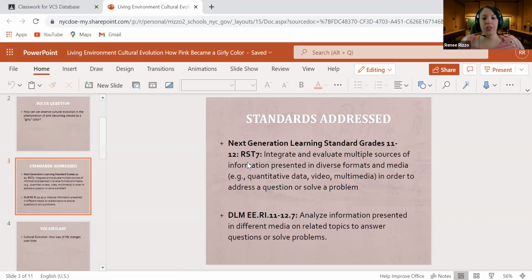So the standards addressed. The Next Generation Learning Standard for grades 11 through 12, RST 7. Integrate and evaluate multiple sources of information presented in diverse formats and media in order to address a question or solve a problem. The DLM essential element for 11th through 12th grades, which I believe was addressed: Analyze information presented in different media on related topics to answer questions or solve problems.